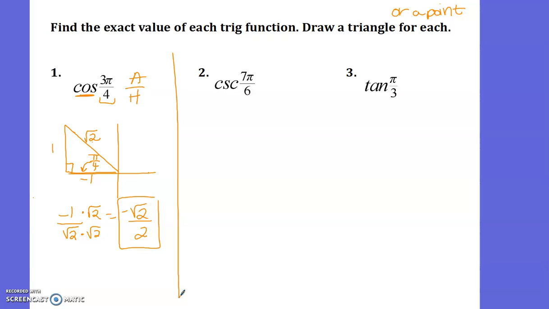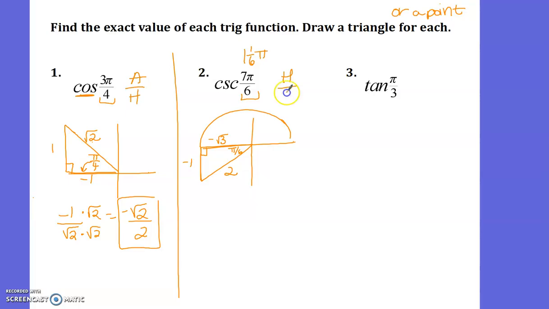Okay, example 2. Just like we did before, we are going to construct this angle. 7 pi over 6, if I convert that to a mixed number just to help us place this, is 1 and 1/6 pi. So 1 pi lands us here. Then we just go 1/6, and we fall in the third quadrant with the reference angle of pi over 6. Opposite pi over 6 is 1, the other leg is √3, and the hypotenuse is 2. Both of our legs are negative because this falls in the negative x and this falls in the negative y.